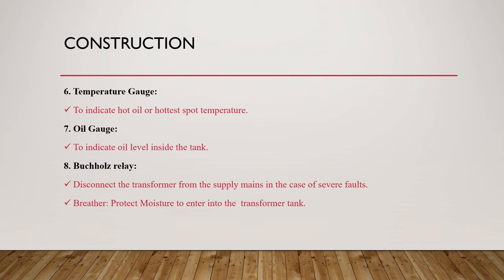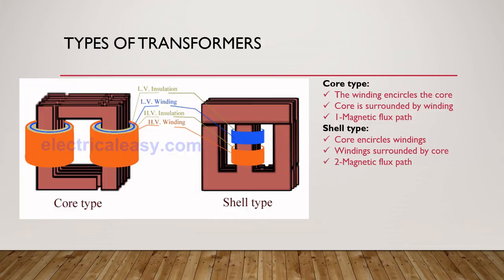Next one is the Buchholz relay. The first warning that a fault has occurred may be indicated by the presence of bubbles in the oil. If the transformer is fitted with a conservator and there are no pockets in which gas can collect, the gas bubbles will rise up the pipe joining to the conservator. So it is possible to mount a gas operated relay in this pipe to give an alarm in the case of a minor fault and disconnect the transformer from the supply mains in the case of severe faults. For that purpose we are using this relay.